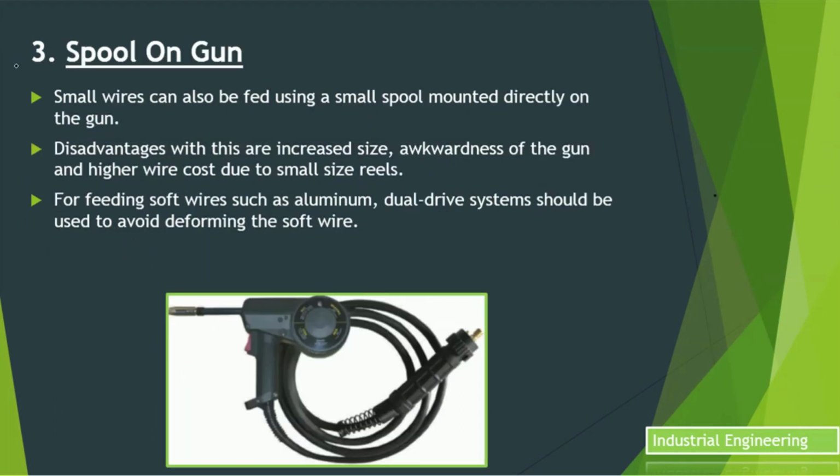Third type of feeding system is spool on gun. In this spool gun, the small wire feeder is directly mounted onto the torch, due to which the torch size is increased and the cost of wire is also increased due to small reel size. The spool gun is generally used when you are using a soft wire such as aluminium, and when you are using aluminium you should use dual drive system to avoid deforming of the soft wires.